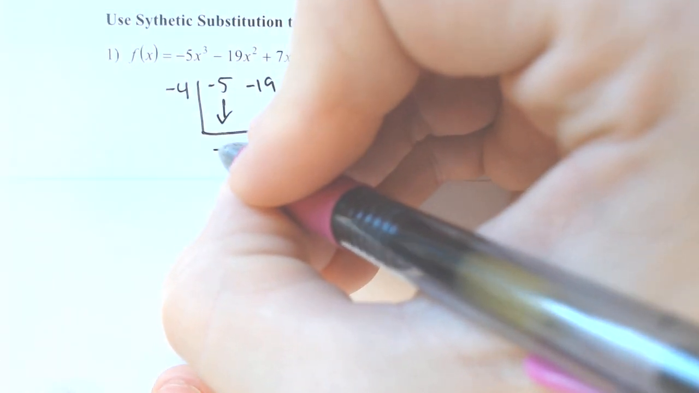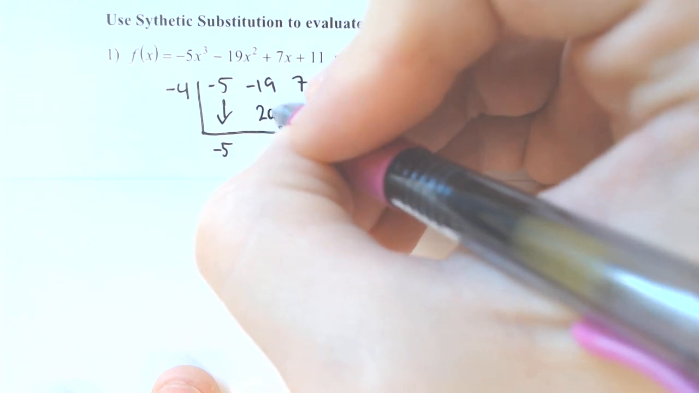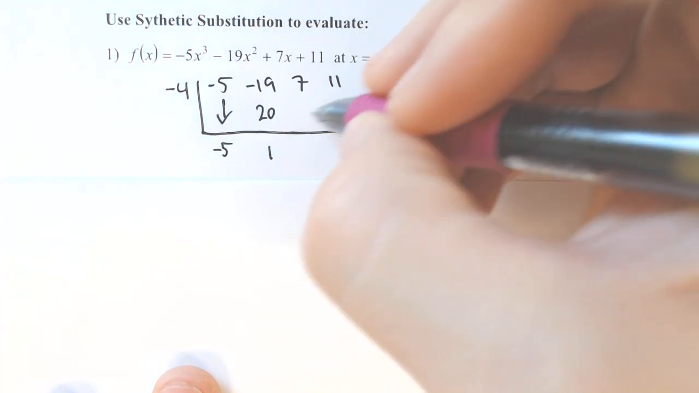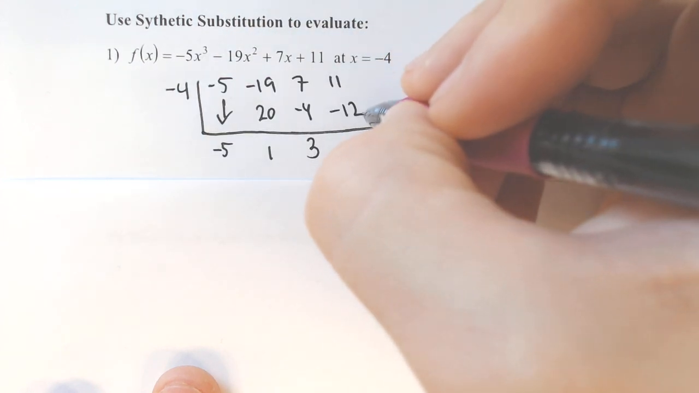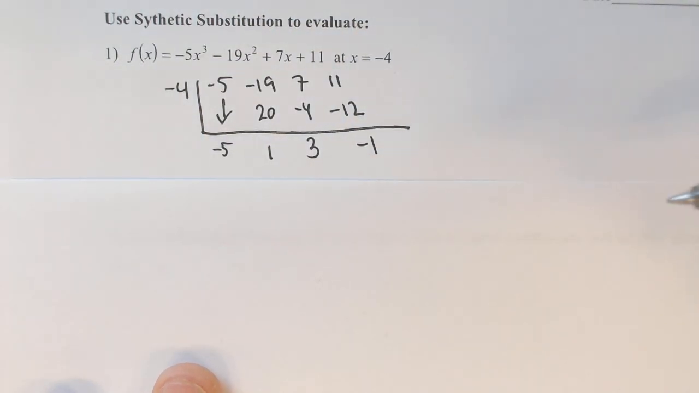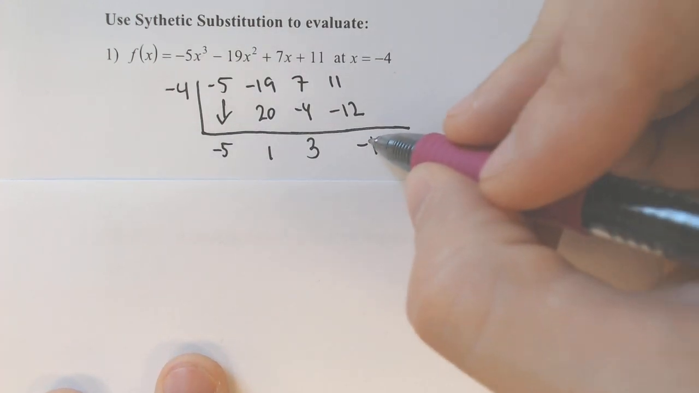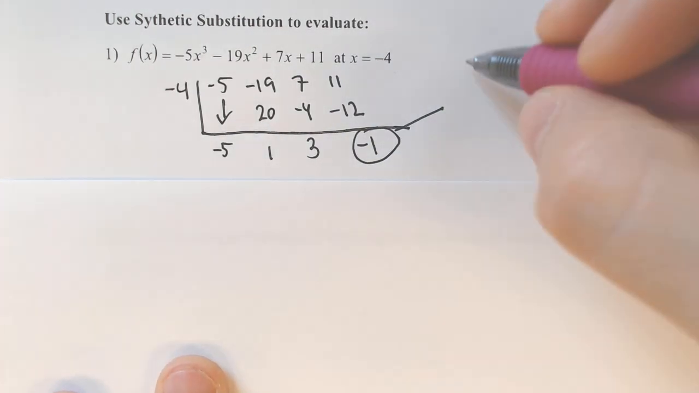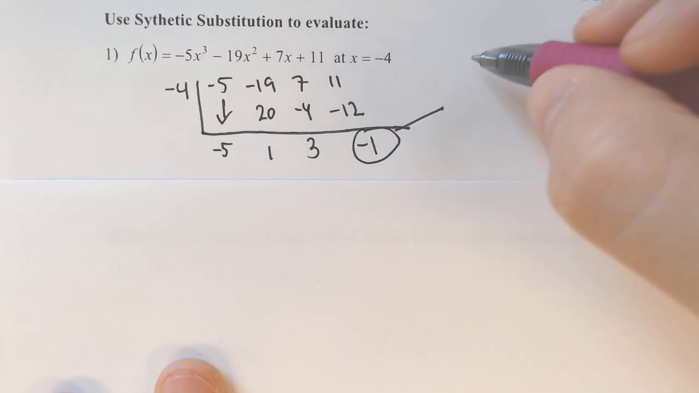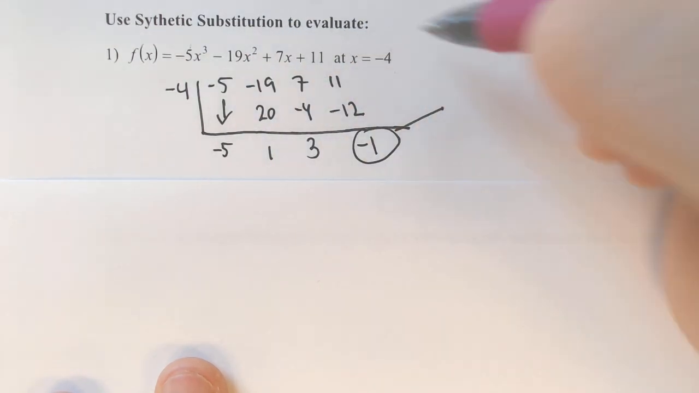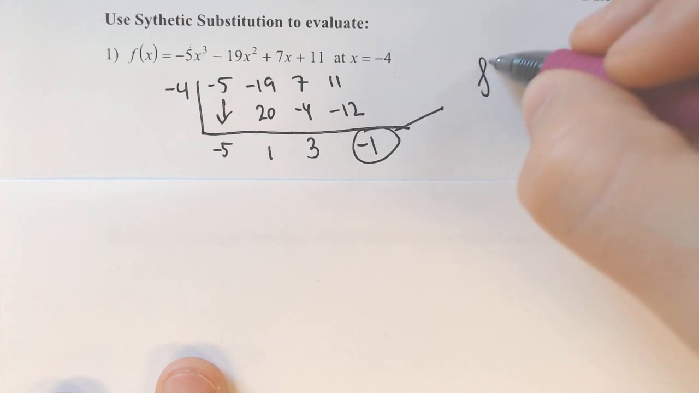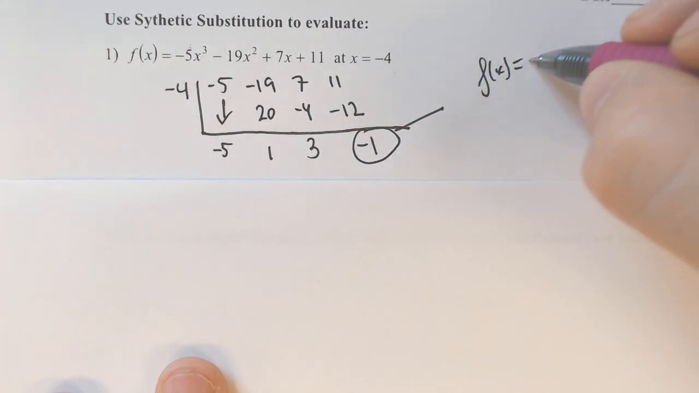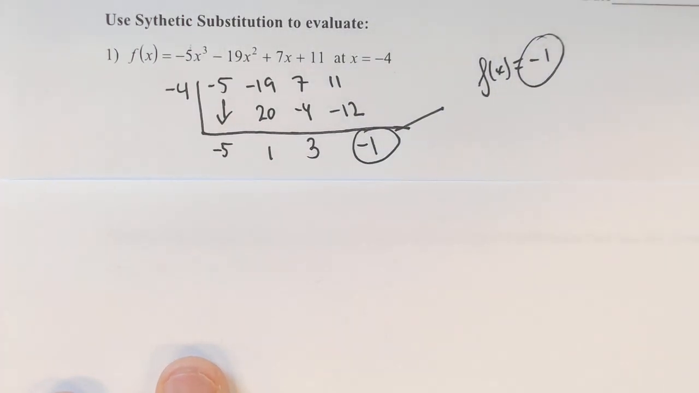You bring down the first number, -5. We multiply, we get 20. We add, we get 1. Multiply, -4. Add straight down, 3. Multiply, -12. And add, you get -1. With synthetic substitution, your only concern is that last number, and that is what would happen if you were to plug in -4. So your answer to this is quite literally f of x equals -1. The -1 is the answer.